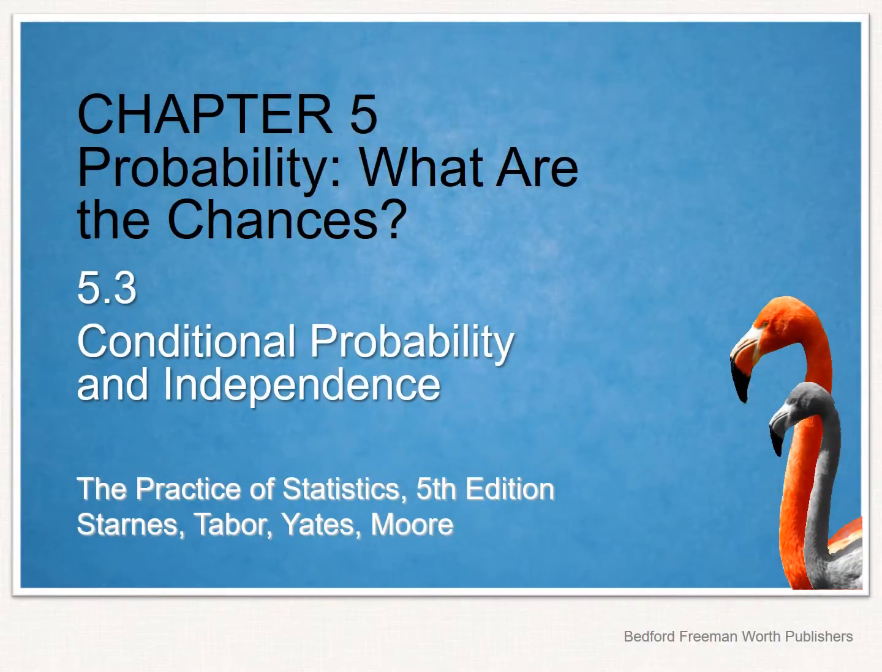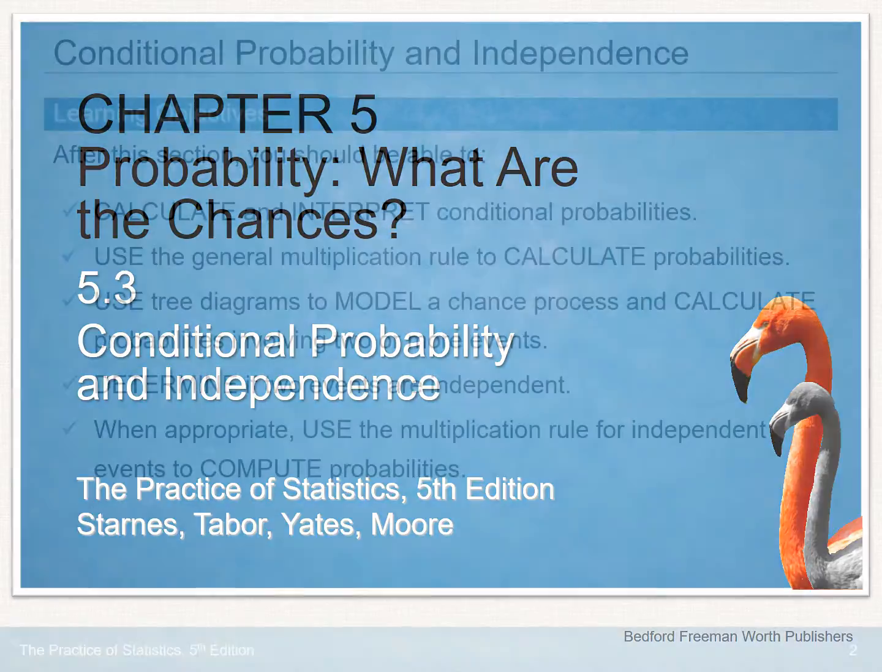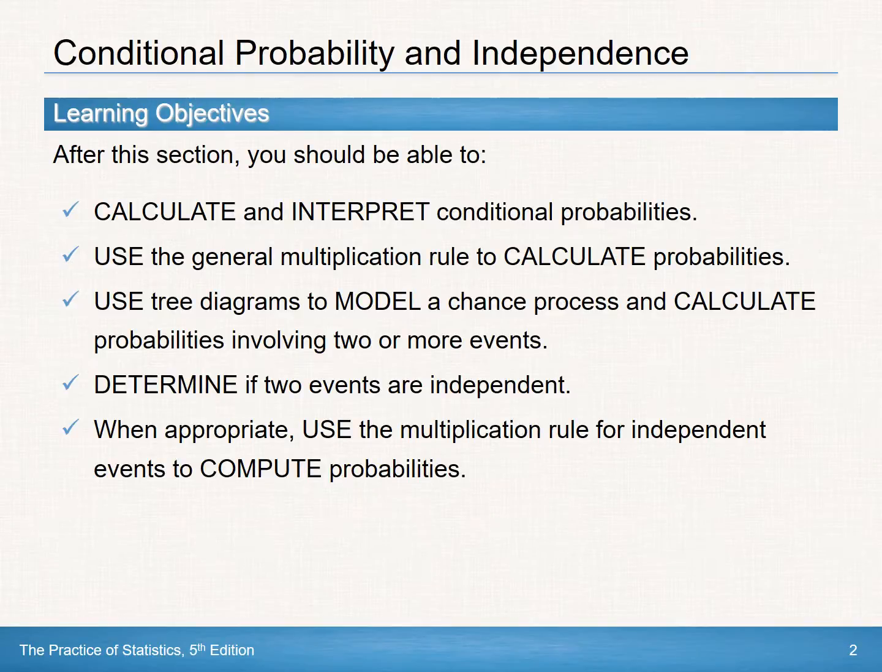So in this last video for Chapter 5, we're going to focus on conditional probability and independence. The first thing we have to do is determine if two events are independent, and when appropriate, use the multiplication rule for independent events to find probabilities.